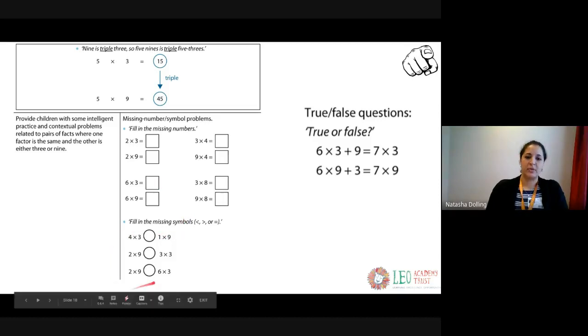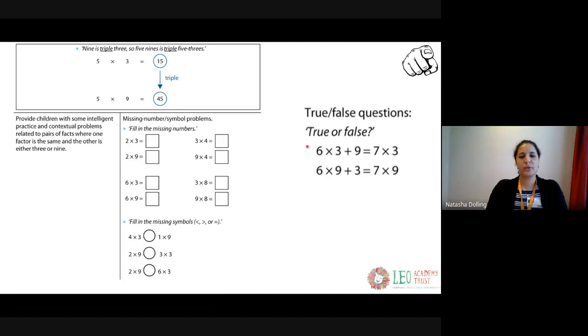Lots more of these types of questions, filling in missing symbols. And now we've got a true or false question, which again, I'm going to get you to do. We'll just call them A and then B. 6 times 3 add 9 equals 7 times 3. True or false? Or 6 times 9 add 3 is equal to 7 times 9. Is that true or false? I'll give you guys a minute to work that out and pop it into the chat.